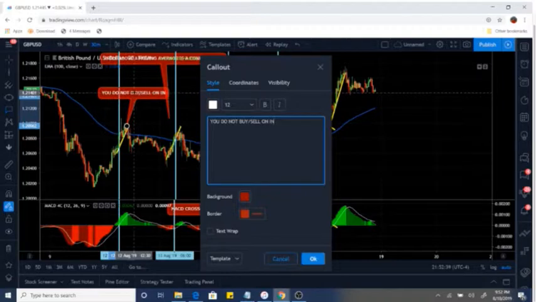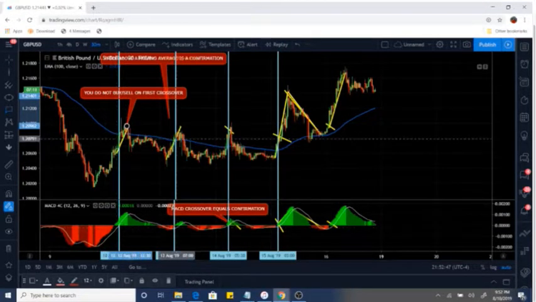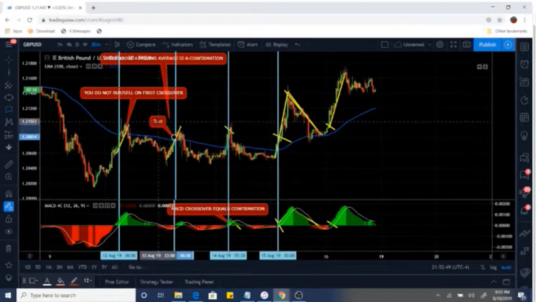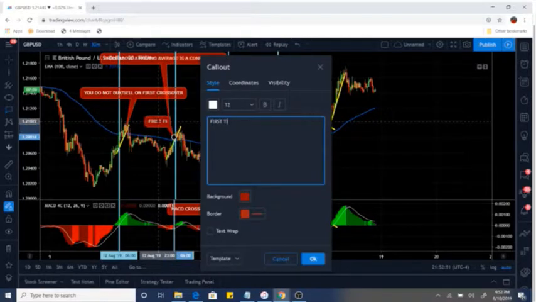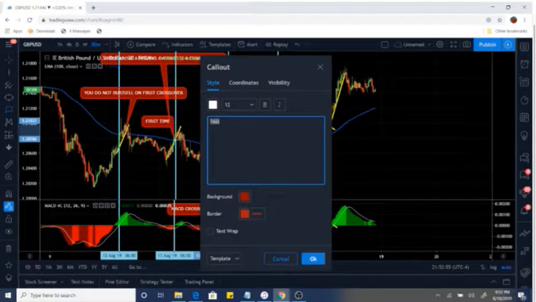You do not buy or sell on the first crossover. Forget the initial, the first crossover. That's your first time crossing over. First time, first time, first time. And same thing, first time.